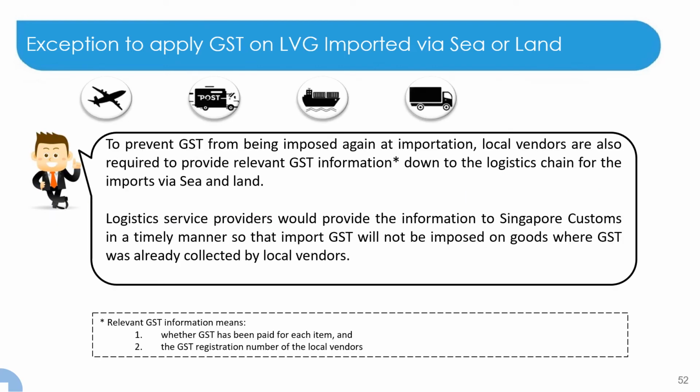Similarly, to address instances of double taxation, the approved local vendors are also required to provide relevant GST information down the logistics chain for the imports via sea and land. Logistics service providers would also need to provide the information to Singapore Customs in a timely manner so that import GST will not be imposed on goods when GST was already collected by local vendors.